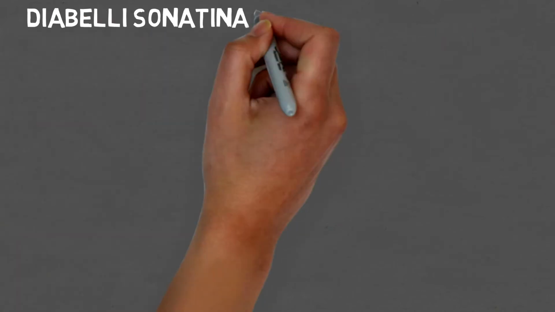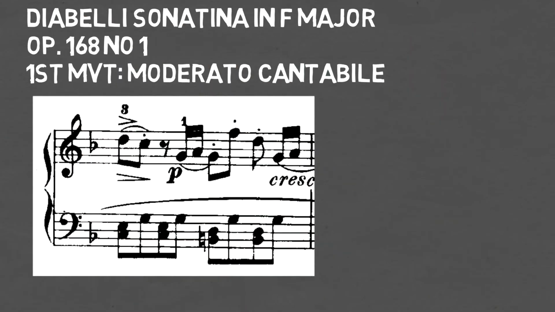Here is an example from Diabelli Sonatina in F major. The left hand plays the C major chord with notes C, E and G, followed by the G major chord with notes G, B, D. G here is the chord note and A is the upper auxiliary note.